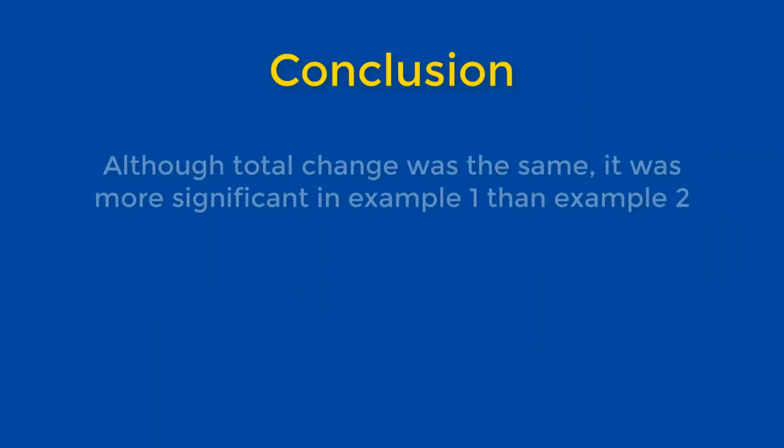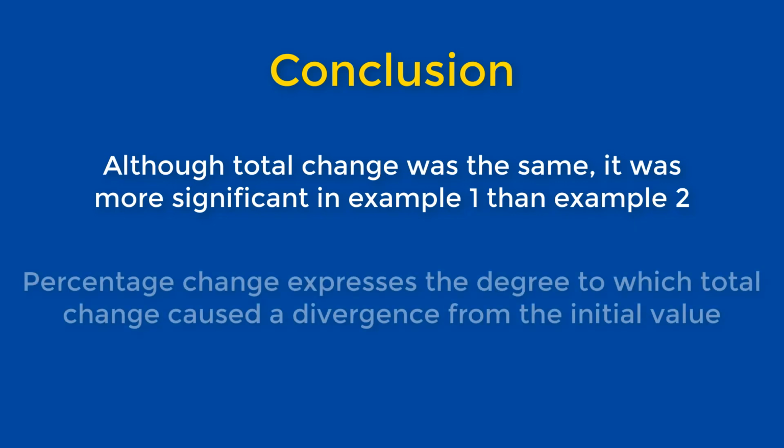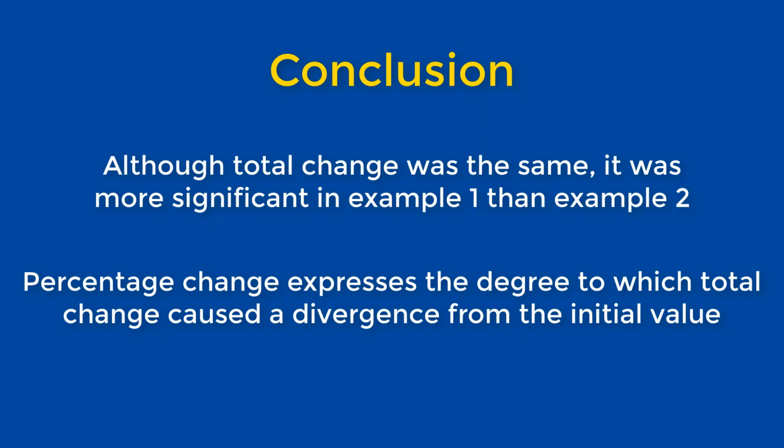We can therefore conclude that the total change, although being the same, was more significant in example 1 than it was in example 2. This is because percentage change expresses the total degree to which the change caused a divergence from the initial value. And if your initial value is smaller, the same level of change will be more significant than if it was higher. This is why a $20 change represents 10% change from a starting position of 200 and only 3.6% change from a starting position of 500.